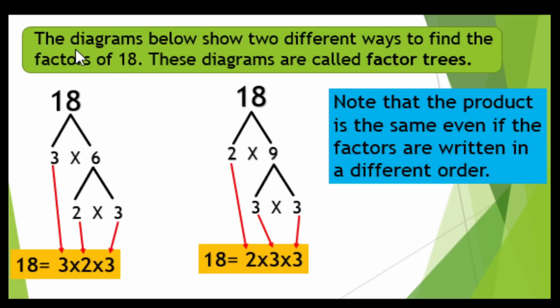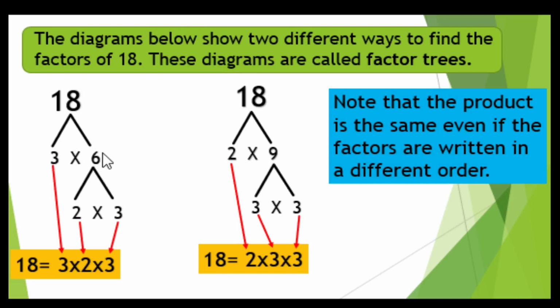Now let's look at these diagrams below. They show two different ways to find the factors of 18. These diagrams are called factor trees. Now we have a given number 18. To factorize number 18, we need to think of two numbers that will get a product of 18. So I decided to use 3 and 6, because 3 times 6 is equal to 18. Since 3 is already a prime number, we don't need to factorize. So let's proceed to number 6.